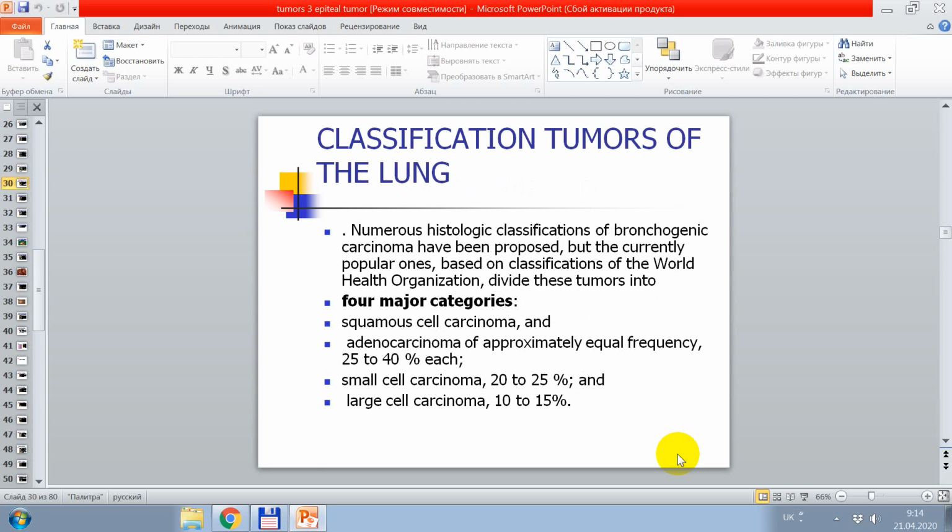Classification of tumors of the lung. Numerous histological classifications of bronchogenic carcinoma have been proposed, but the currently popular ones are based on the classification of the World Health Organization, which divides these tumors into 4 major categories: squamous cell carcinoma and adenocarcinoma of approximately equal frequency, 25 to 40% each, small cell carcinoma 20 to 25%, and large cell carcinoma 10 to 15%.